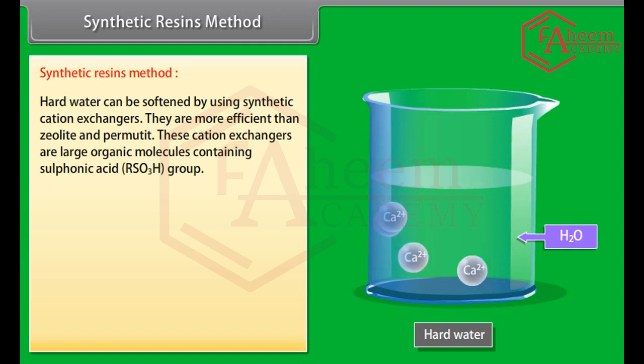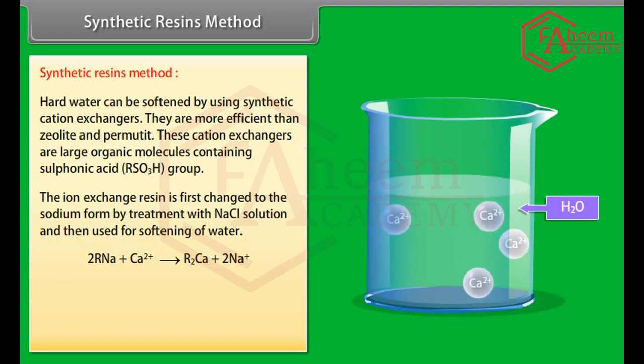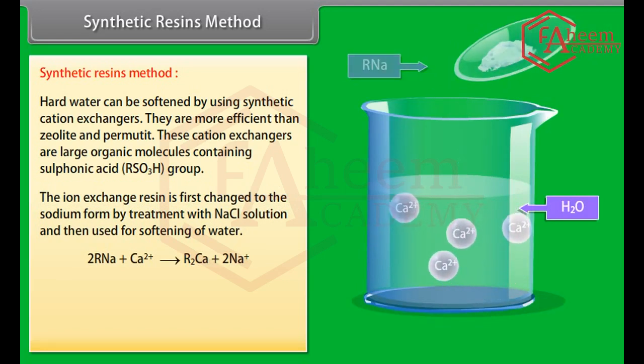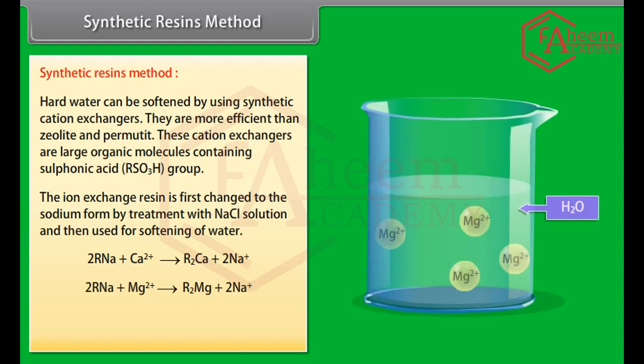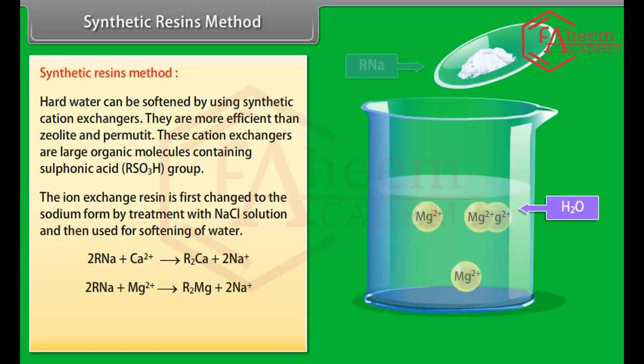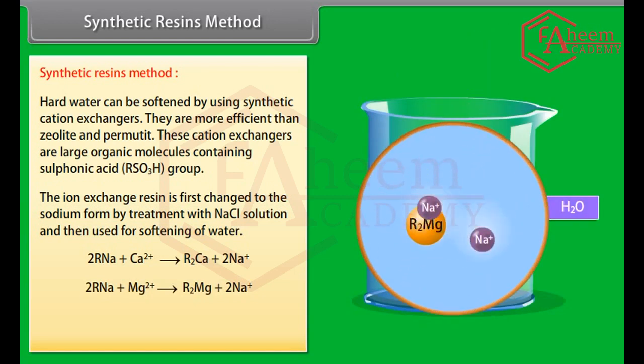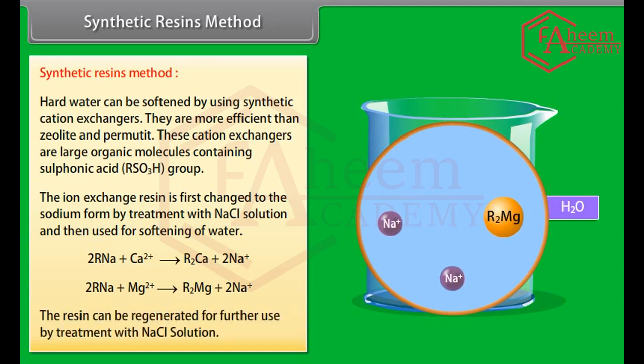These cation exchangers are large organic molecules containing the sulfonic acid, RSO3H group. The ion exchange resin is first changed to the sodium form by treatment with NaCl solution and then used for softening of water. The resin can be regenerated for further use by treatment with NaCl solution.